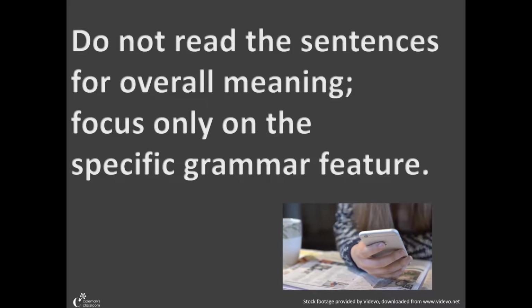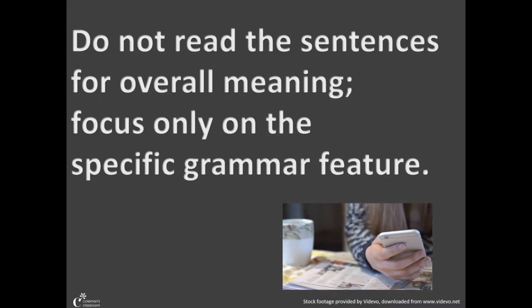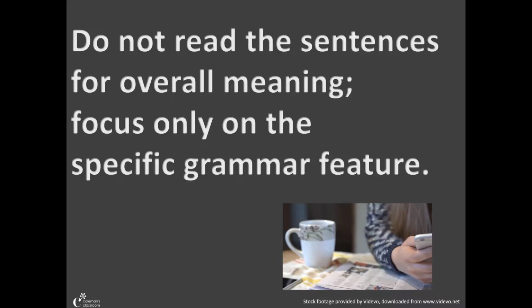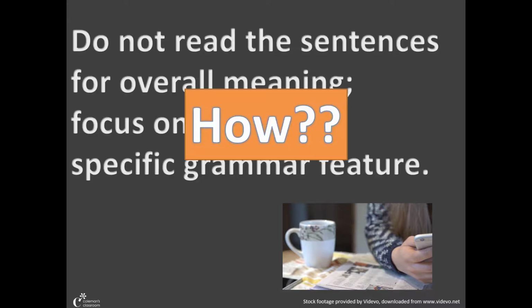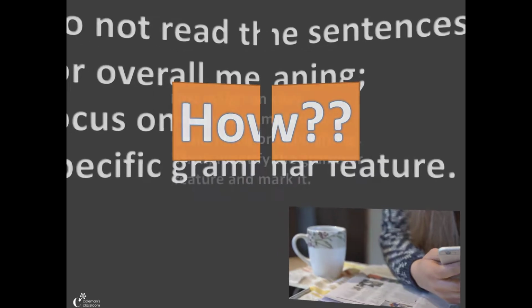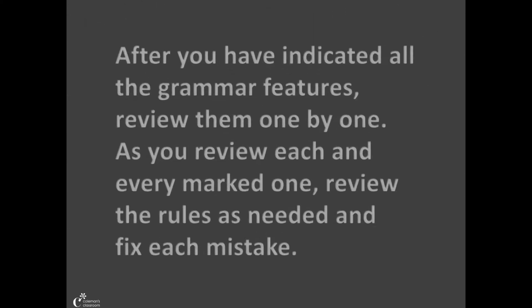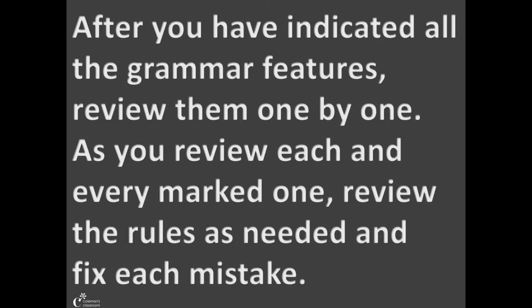Well, when you edit, you aren't reading the sentences for meaning. Instead, you are looking at the individual feature or word for specific grammar. How exactly does it work? First, you assign an easy-to-recognize mark, such as underlining or highlighting. Then you simply identify the grammar feature and mark it in your text. After you have indicated all the grammar features, then you review them one by one.